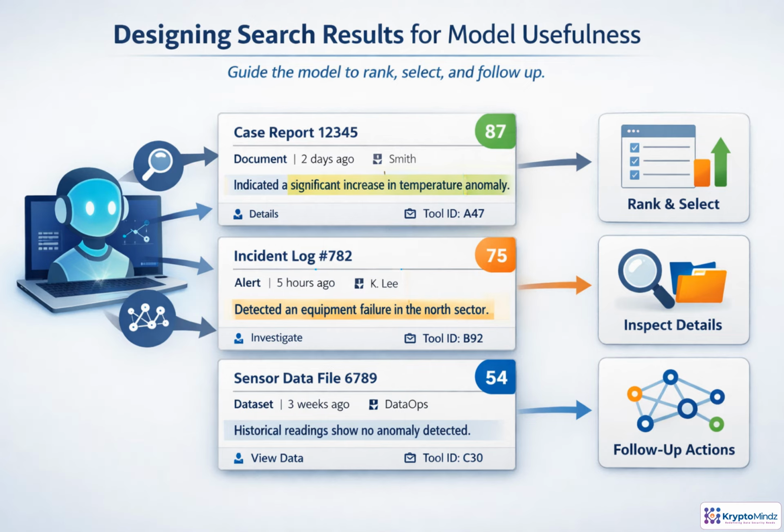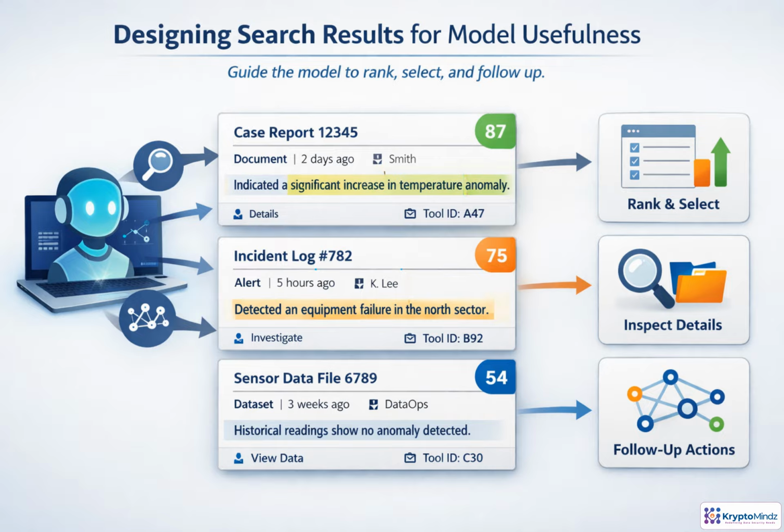Good search output is not a pile of documents. It is a set of compact decision cards. Each result should tell the model what it is, why it matched, how fresh it is, who owns it, and whether it is worth opening. Short snippets are especially useful because they let the model compare evidence before spending another tool call. Relevance scores can help with ranking, but avoid exposing noisy internal formulas. Most importantly, every result needs a stable identifier. The model can pass into a detail, investigate, or follow-up action.